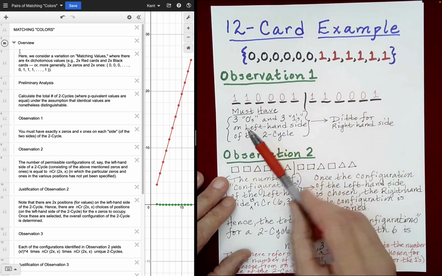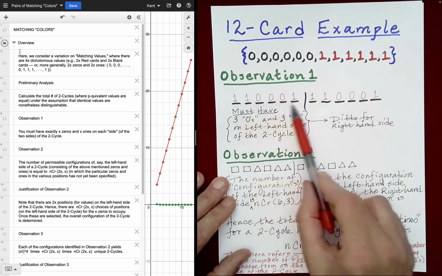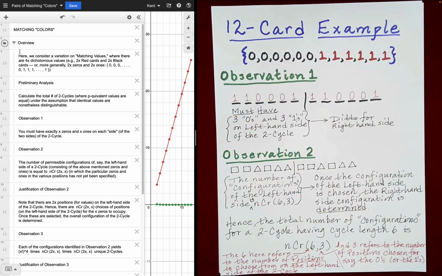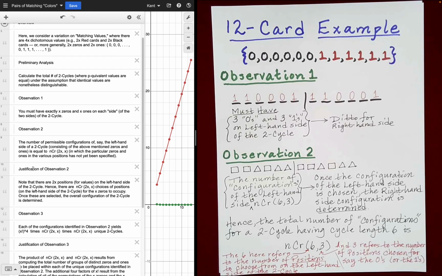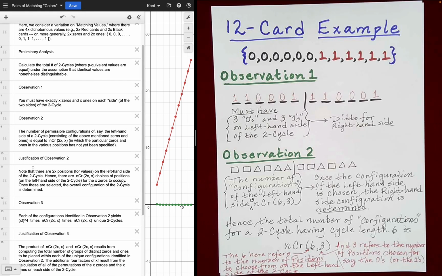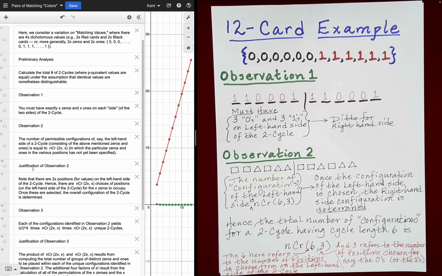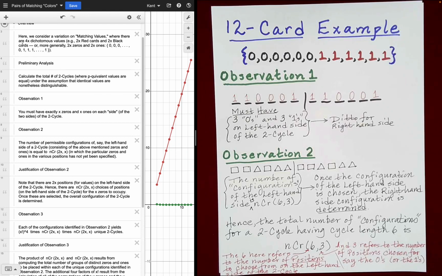Okay, so we'll have to have 3 zeros and 3 1s on each half, okay? Observation 2, the number of permissible configurations of, say, the left-hand side of a 2-cycle consisting of the above-mentioned zeros and 1s is equal to the combination calculation of 2x choose x. Okay, so what does that mean here, okay? Going back up to the top here, notice we have 4x total values or cards. We have 2x red and 2x black.